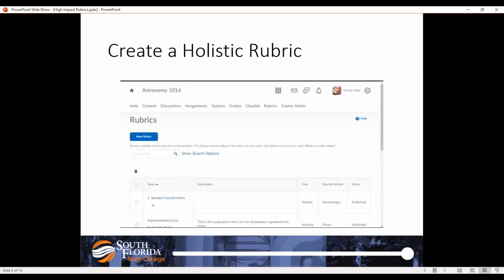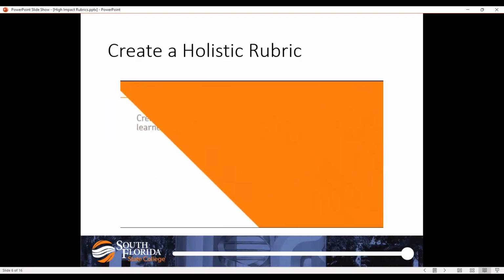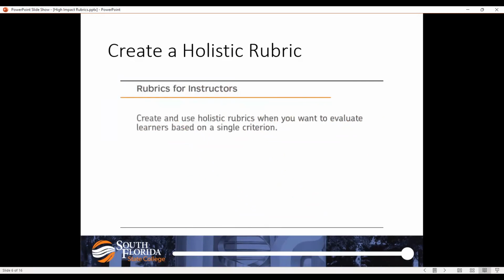Your rubric displays. And use holistic rubrics to evaluate learners based on a single criterion.